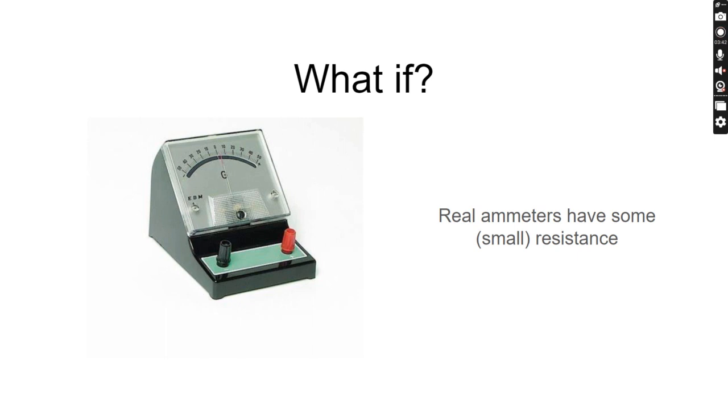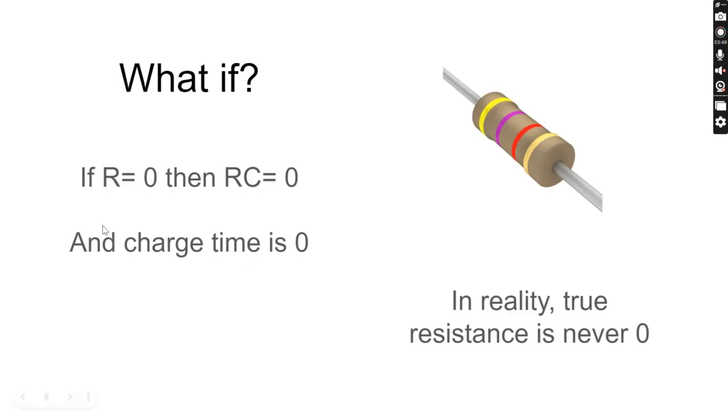But our simulated ammeters have no resistance, so that is a fairly large difference between a simulated ammeter and a real-life ammeter. For the second what-if question, in simulation and in purely theoretical systems, if the resistance is equal to 0, then the time constant would also be equal to 0, and we would calculate that the charge time of a capacitor when just hooked directly up to a battery with no resistance would be instant. There would be 0 time between no charge and full charge.